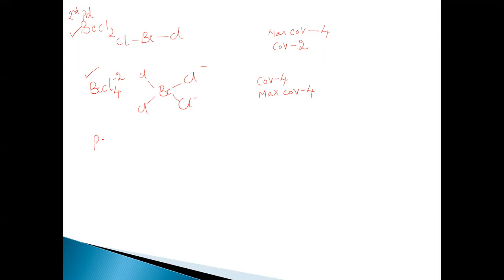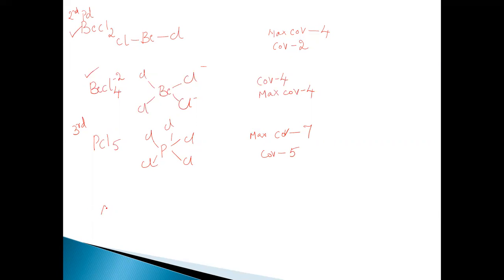When we come to PCl5, phosphorus is a third period element. So the maximum covalency we can expect is 7 here, right? And what we are observing in phosphorus pentachloride is 5. So this molecule can also exist according to Sidgwick's maximum covalency rule.